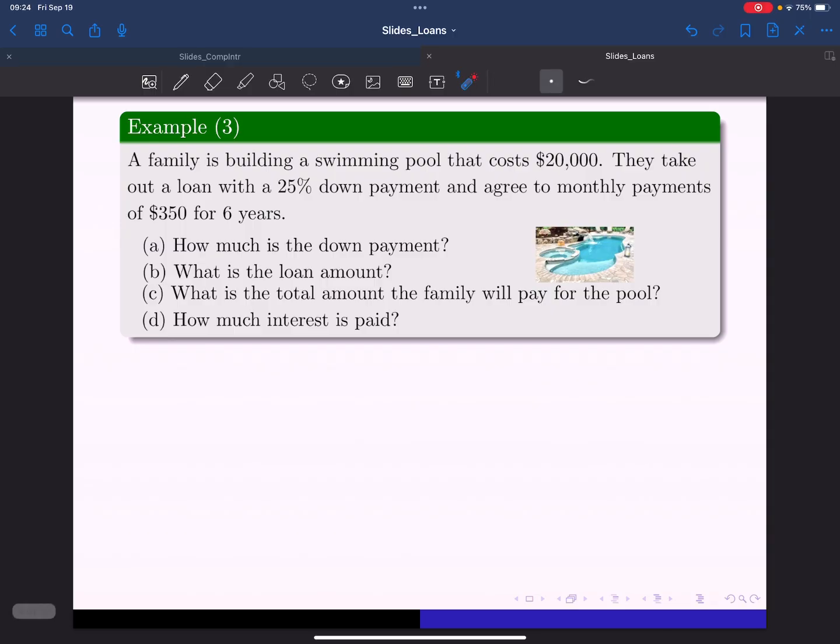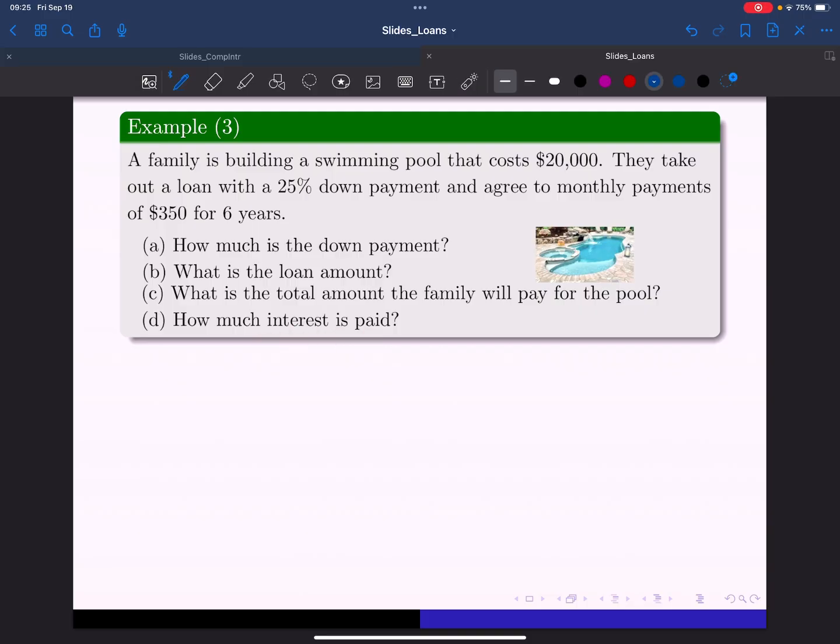Example 3. A family is building a swimming pool that costs $20,000. They take a loan with a 25% down payment and agree to monthly payments of $350 for 6 years. How much is the down payment? What is the loan amount? What is the total amount the family will pay for the pool? And how much interest is paid?